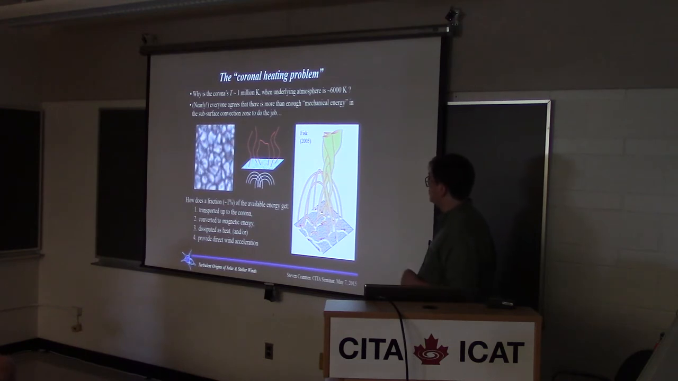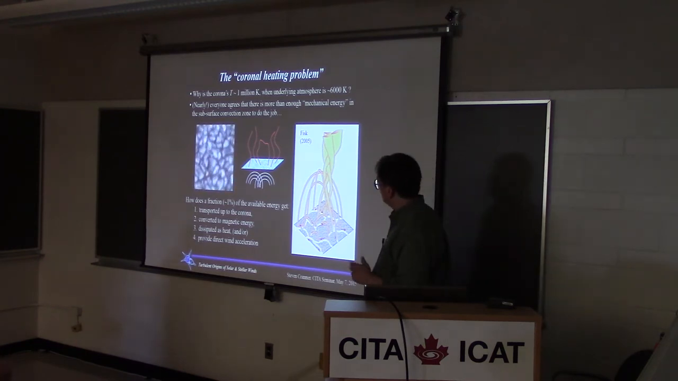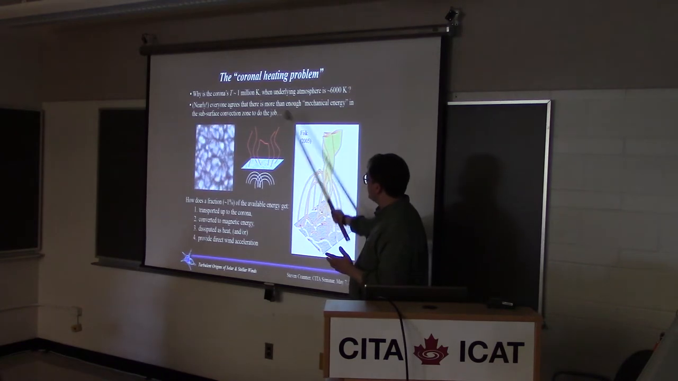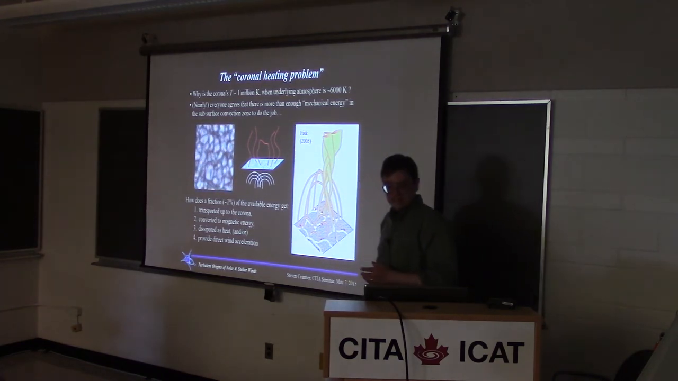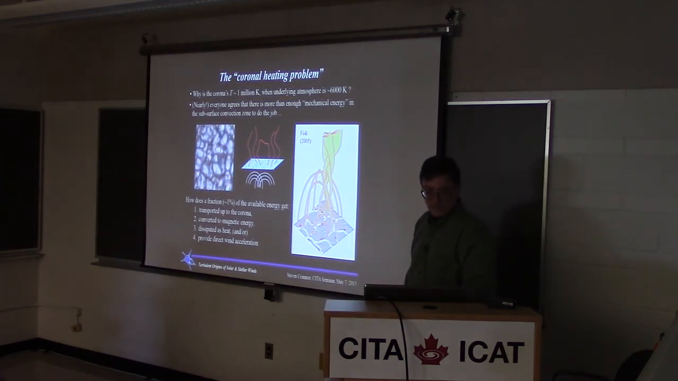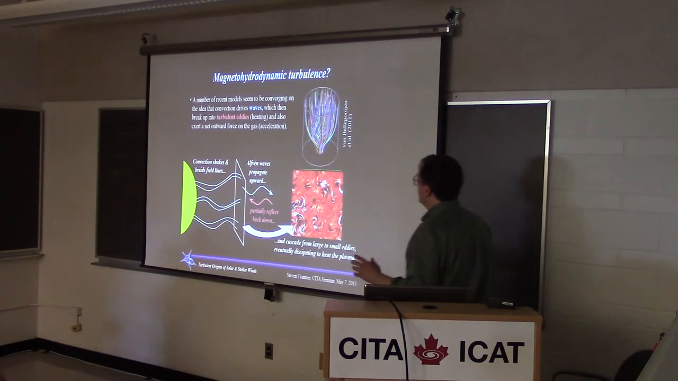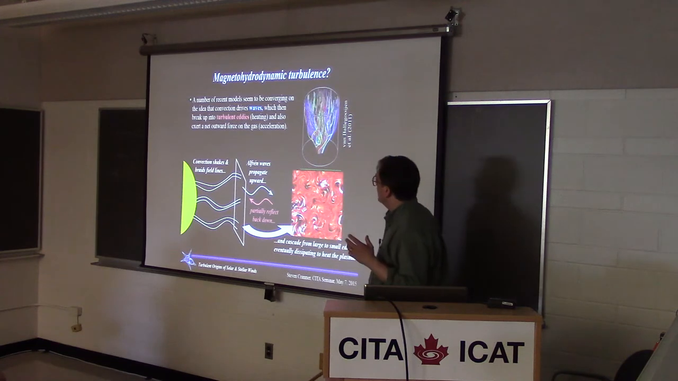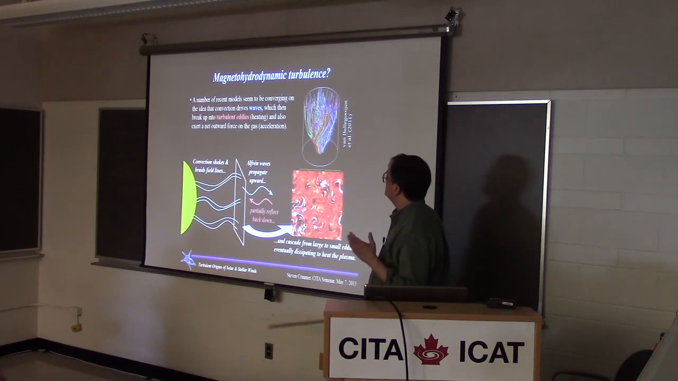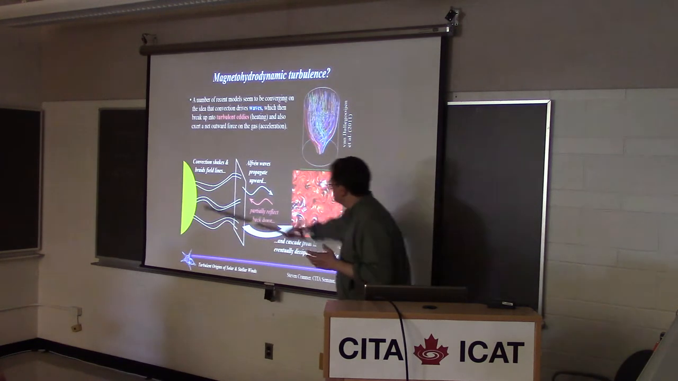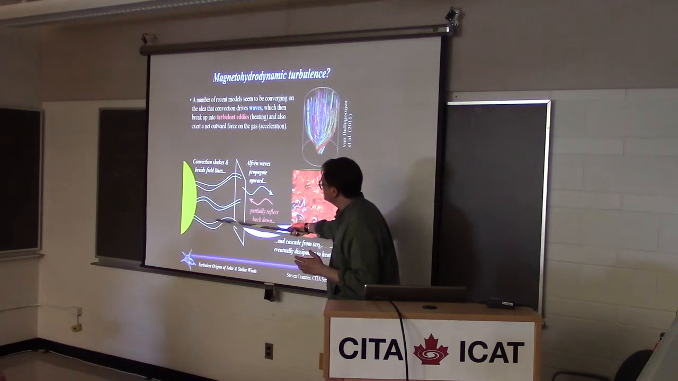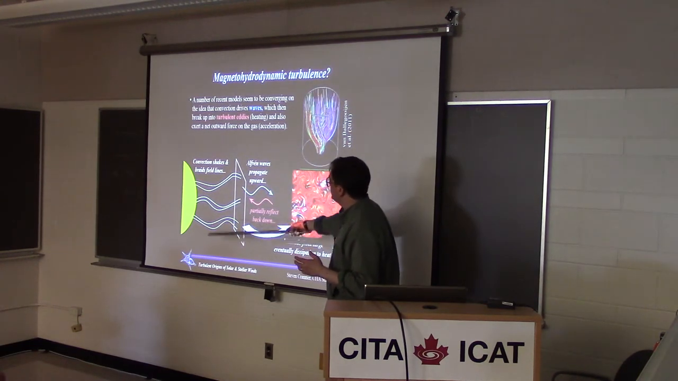There's some ideas along those lines too. So, like I said, there's things everybody agrees on, but the devil's in the details, of course. One of the ideas that I've been working with a lot is magnetohydrodynamic turbulence. It's basically taking the idea that the sun has these magnetic fields that thread the surface. The convection sort of shakes them and braids them.